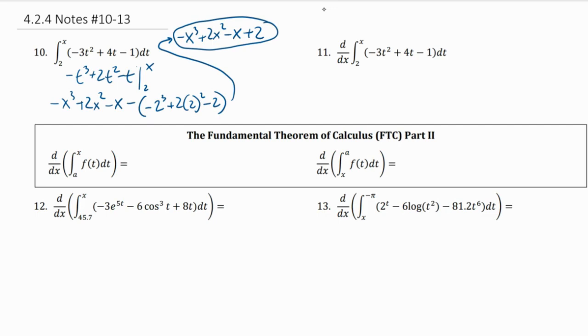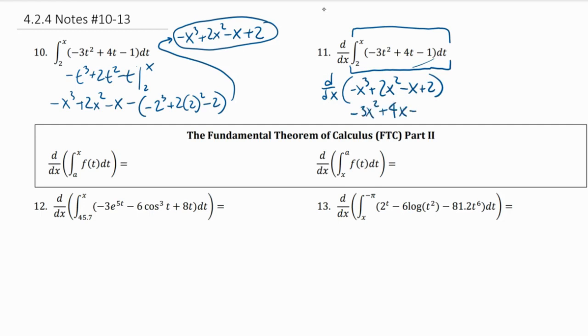And then this one says find the derivative of the integral from 2 to x of blah, blah, blah. Hey, I already just solved this whole thing, right? So let's just take the derivative of my answer. You did the inside part, we always work inside out. Now we're just taking the derivative. We get negative 3x squared plus 4x minus 1.